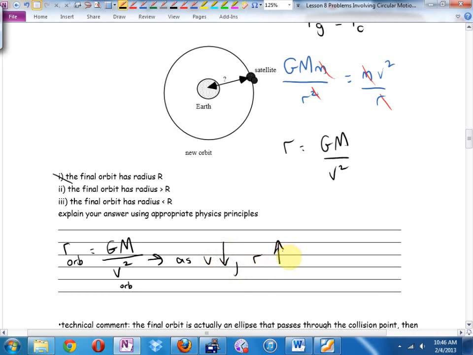Because you're dividing by a smaller number. In fact, you know what? Because there's a squared down there, if the orbital speed got twice as small, how much further from the Earth will we need to be? 4 times further. If the orbital speed is 3 times as small, we need to be 9 times further.